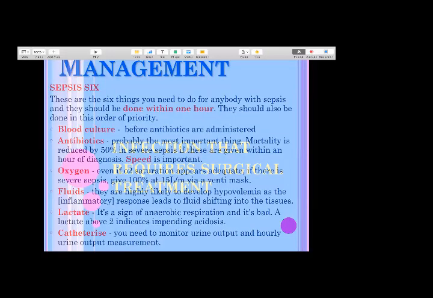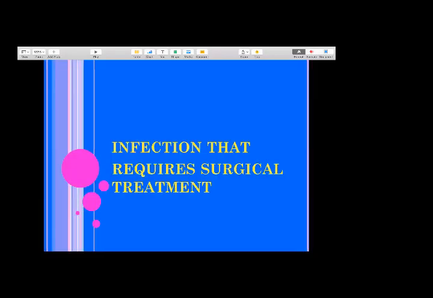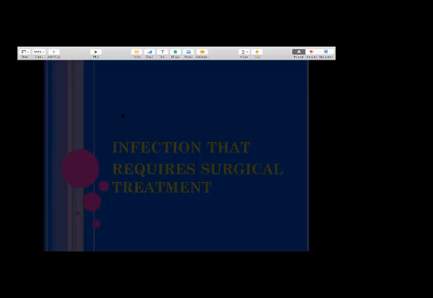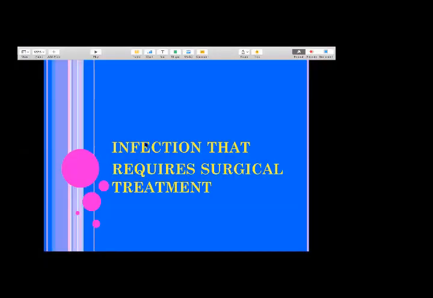Moving on, infection that requires surgical treatment.